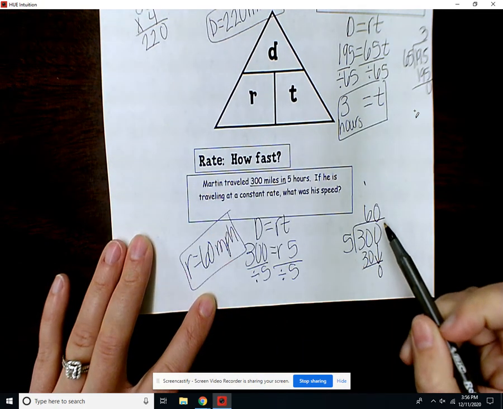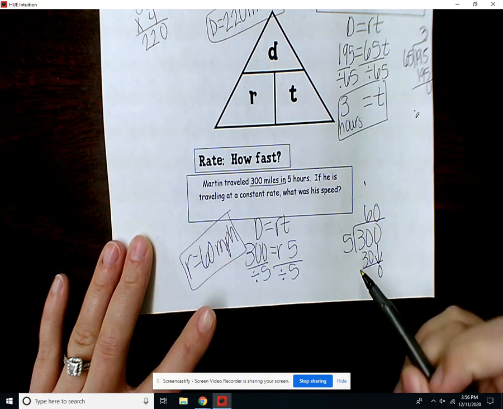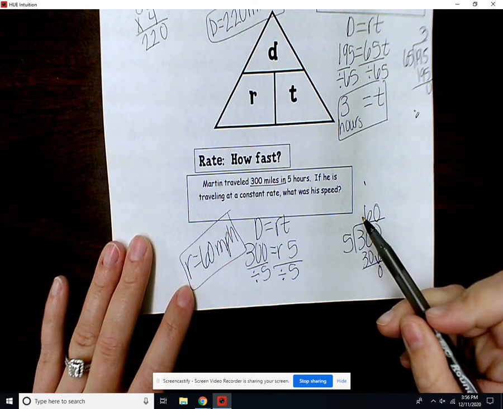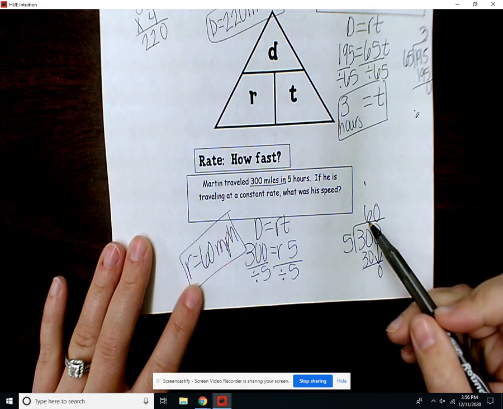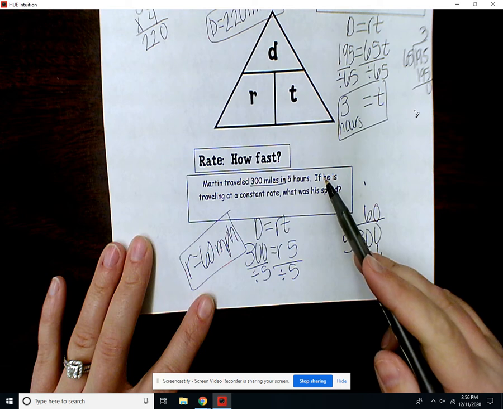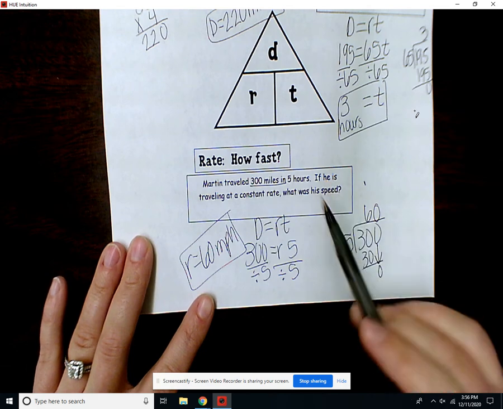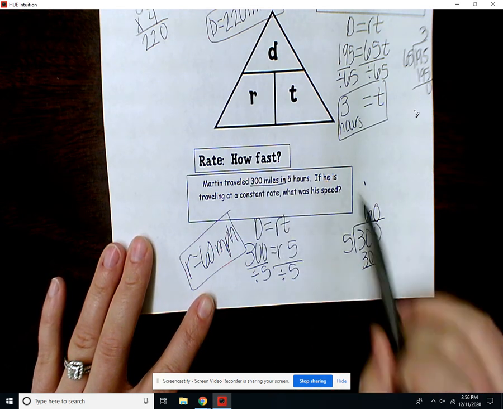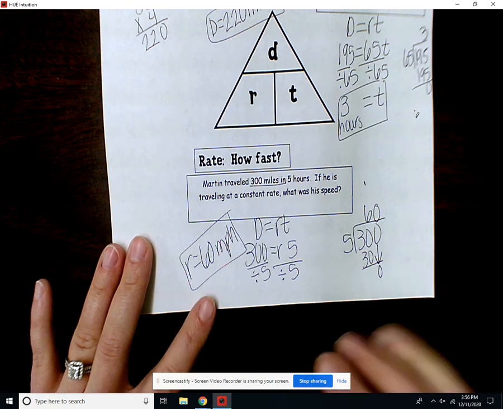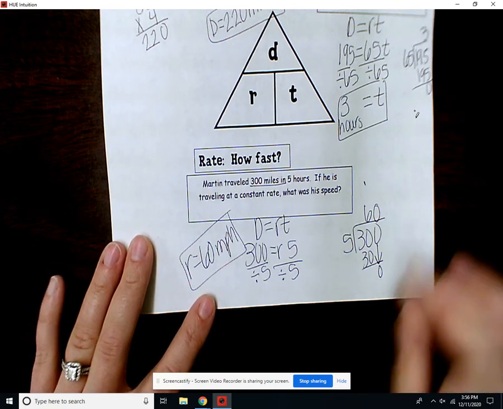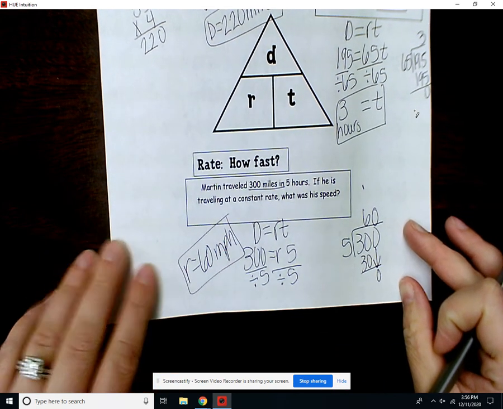Okay, so if you were dividing and you get 6, think about it. You're driving a car. You're not going to drive 6 miles per hour in 5 hours. It's going to be a whole lot longer than that to get 300 miles. So again, kind of think about common sense things when looking with distance, rate, and time. All right, so let's look at 3 more problems.